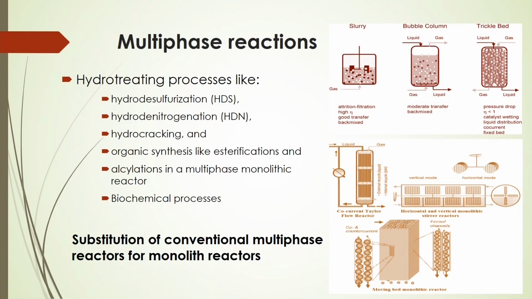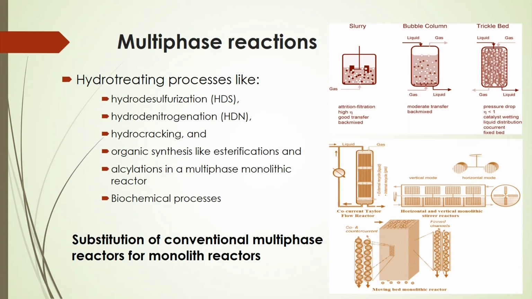So, in the monolithic reactor they are using different types of multiphase reactions, and in this case the conventional multiphase reactors are being substituted by monolithic reactors because of some advantages, like getting more contact, even more residence time and also lower pressure drop. There are several hydrodynamic aspects involved in these monolithic structures when multiphase reactions are carried out. So, conventional reactors like the slurry column, bubble column and trickle bed reactors are there, that is, gas liquid reactions.